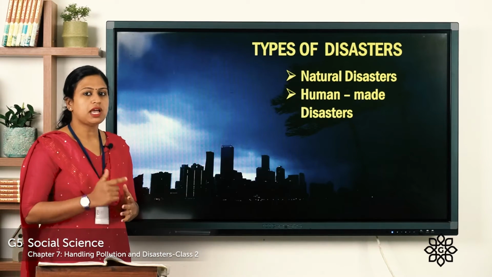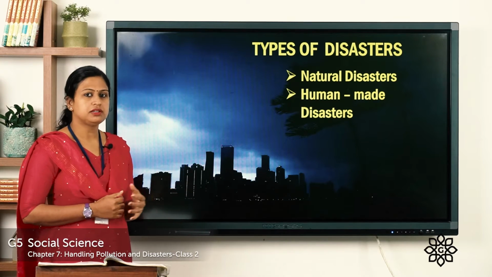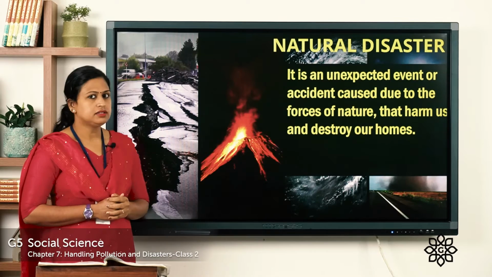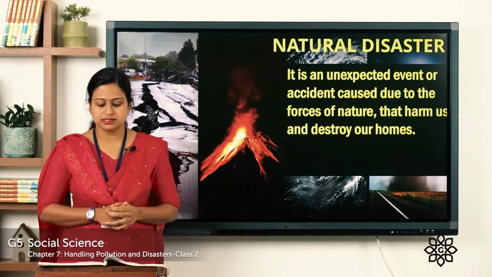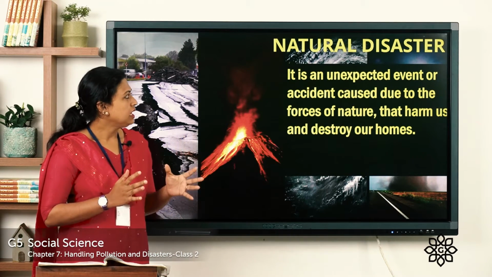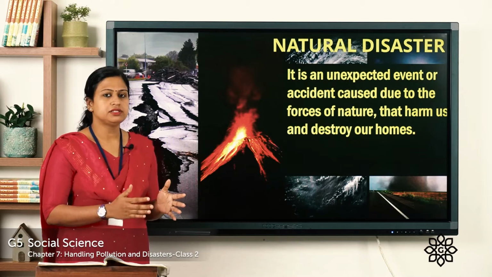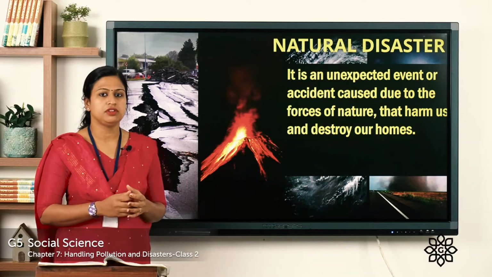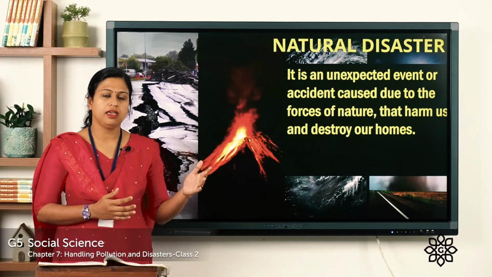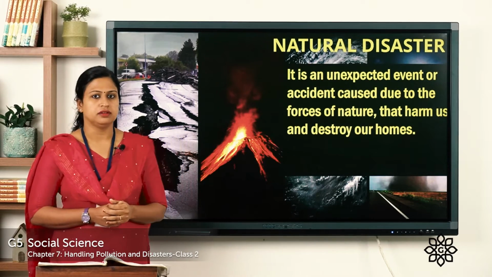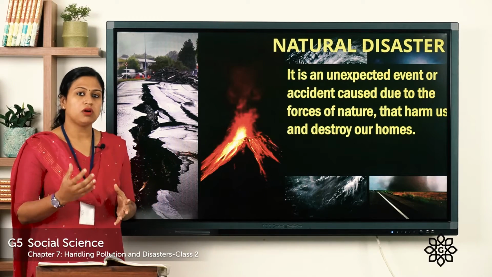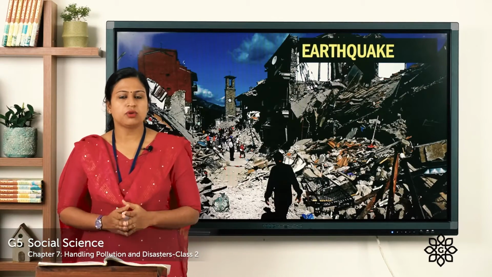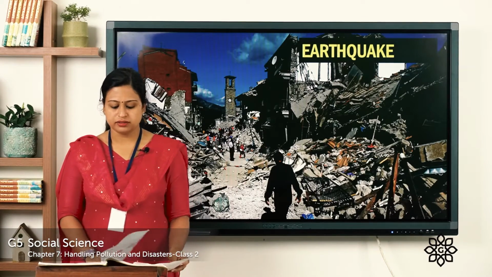There are 2 types of disasters, natural disaster and human-made disaster. First, we will discuss natural disaster. It is an unexpected event or sudden accident that is caused by forces of nature, like air, water, land, and it causes great loss to life and destruction. First one, we are going to learn about the earthquake.